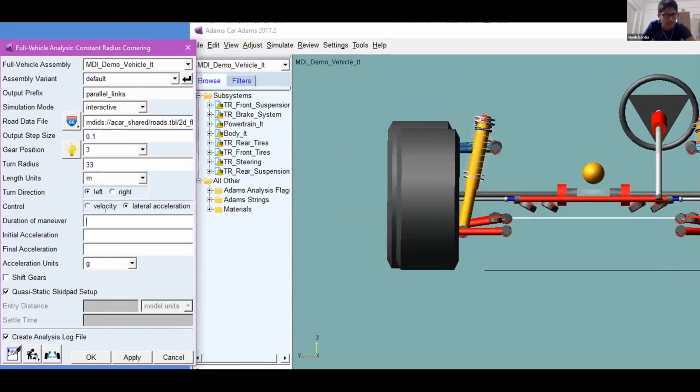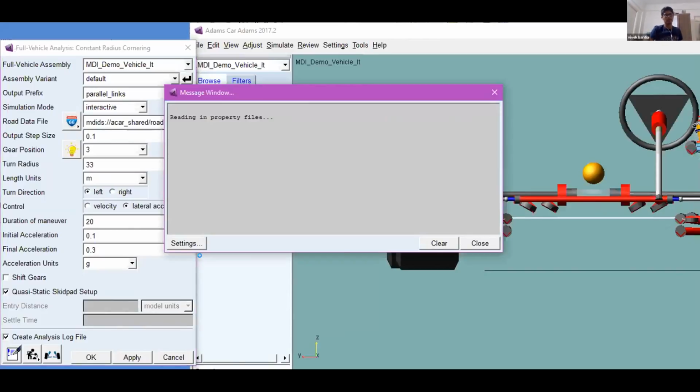We'll take a left turn. We'll keep it a small simulation, maybe for 20 seconds, from initial acceleration to final acceleration. Let's give this a try. So this is with parallel links in the front suspension.